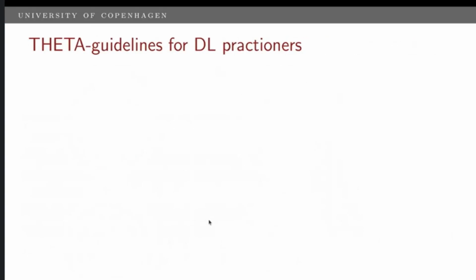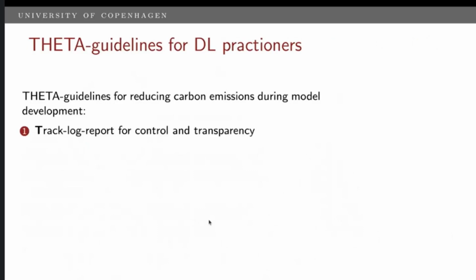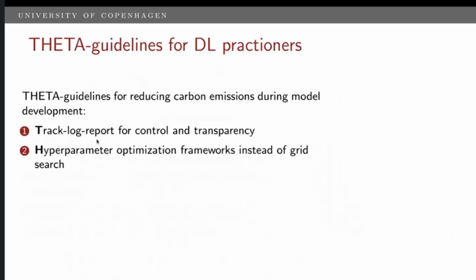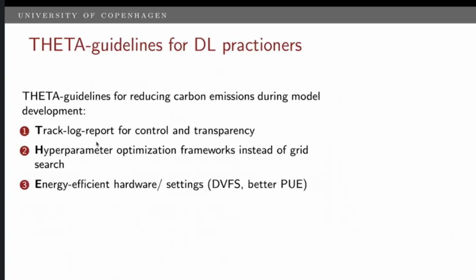And if that's too complicated, we presented these 5 guidelines, what we call the theta guidelines. The first thing is you want to measure. When you measure, you want to track, log, and report for controlling and transparency. Then when you do hyperparameter search, don't do grid search, use a smarter strategy like Hyperband or Bayesian optimization. And then try to see if your hardware can be tweaked for better or more efficient settings.